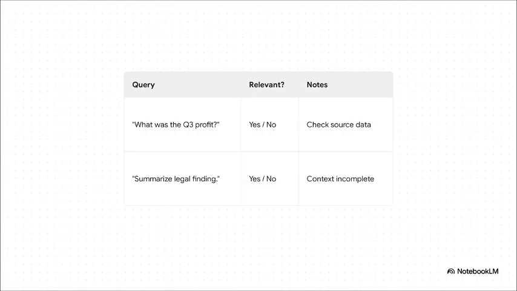You're creating a log. For every single query, like, what was the Q3 profit? You first check a simple box. Did the AI retrieve the relevant text? It's a simple yes or no. That notes column then becomes your diagnostic tool.